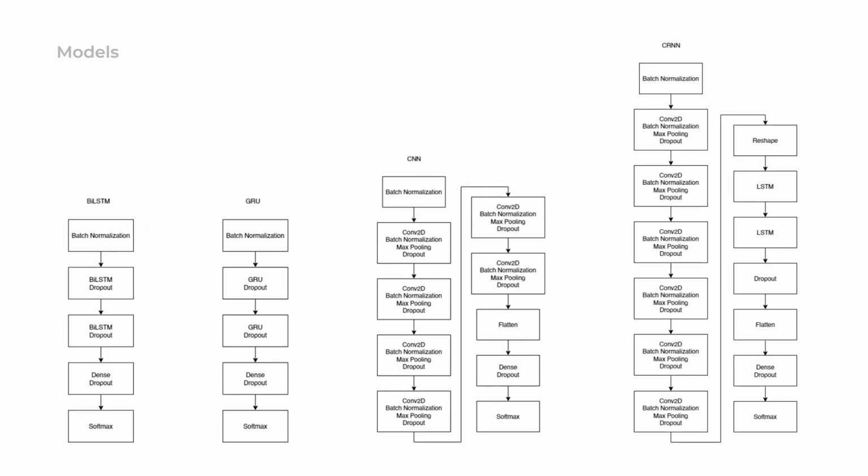Here are the four models that have been developed. The recurrent models contain two layers, each of BLSTM and GRU, with additional dropout layers to prevent overtraining. The convolutional model contains 6 blocks. Each consists of a convolutional layer, normalization, pooling, and dropout. The hybrid model has 2 LSTM layers after the 6 convolutional blocks. The rest of the details can be seen on this slide.